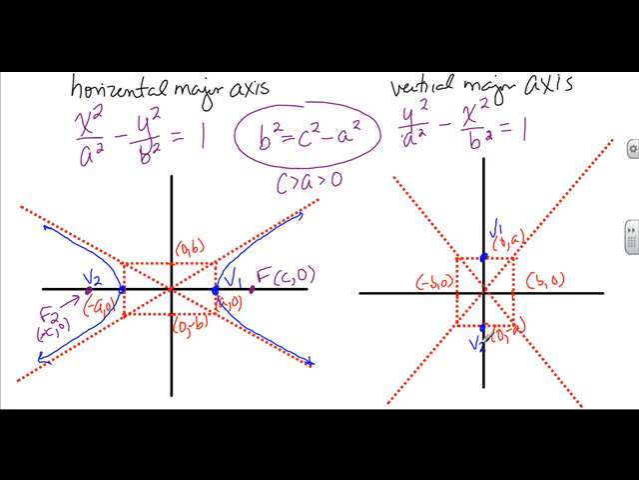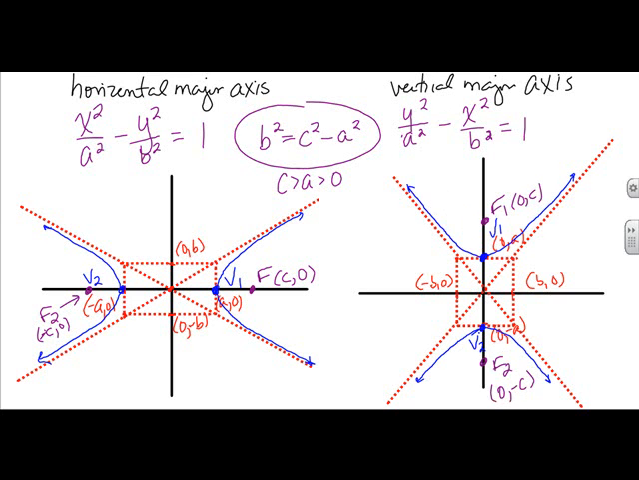The hyperbola is the only one of the conic sections, the only curve I can think of, that has a single equation, but when you sketch the curve, it's got two separate parts. It's kind of interesting. Then, of course, we have a focus at 0, c, and another focus at 0, negative c.